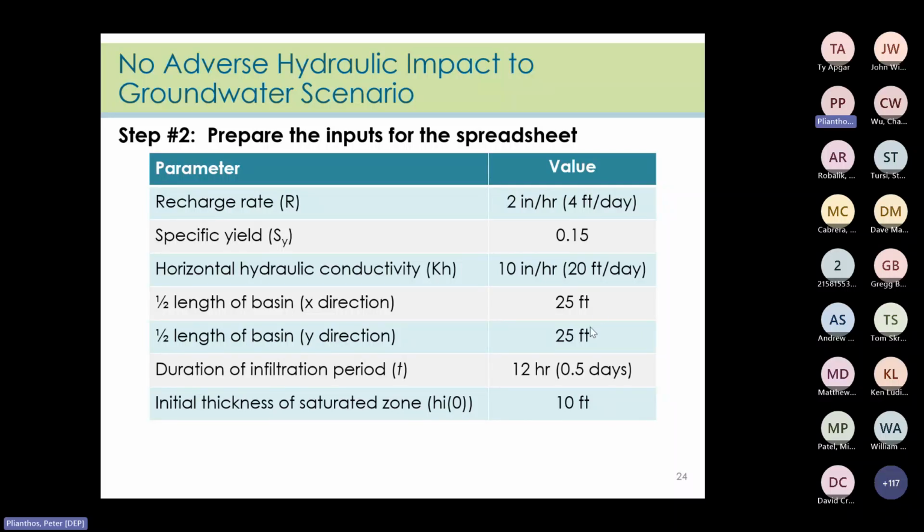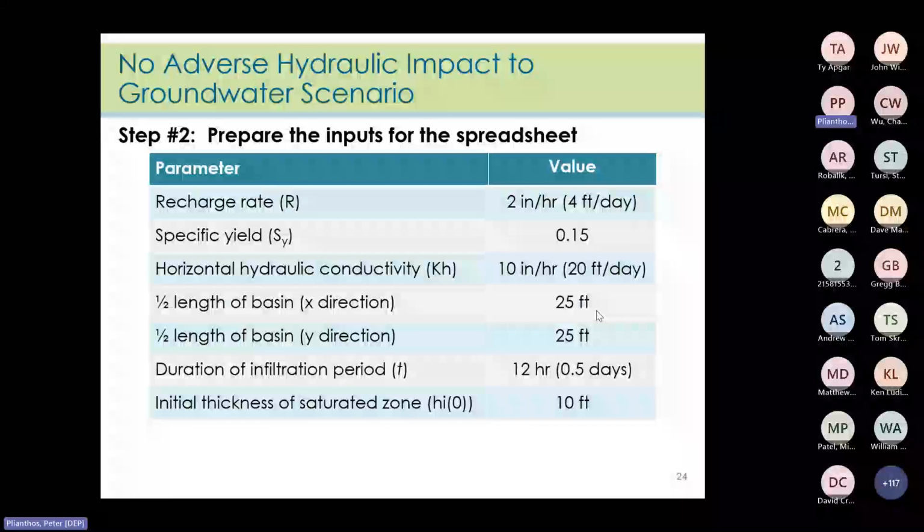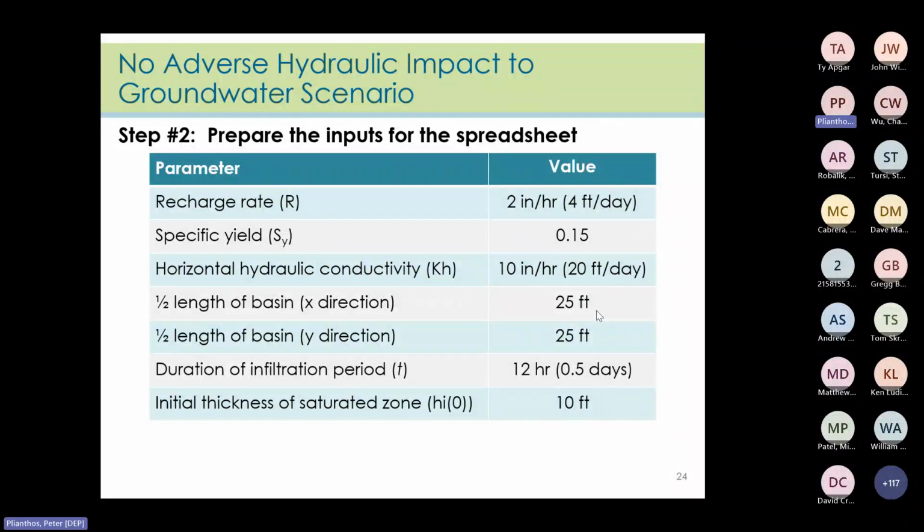And the duration of infiltration period is obtained from step 1. We also need to divide hours by 24 to get the number of days, which is 0.5 for this example if we're using the older spreadsheet. T is less than the upper limit of 3 days. And the initial thickness of the saturated zone uses the default value of 10 feet.